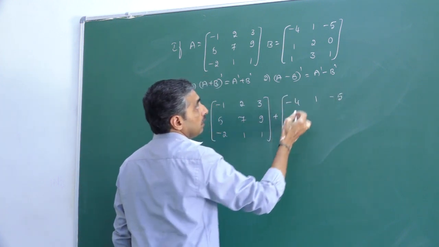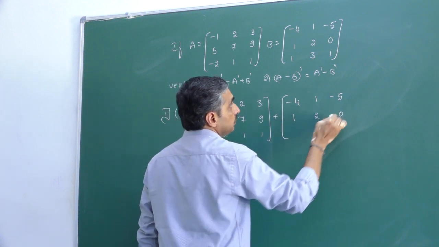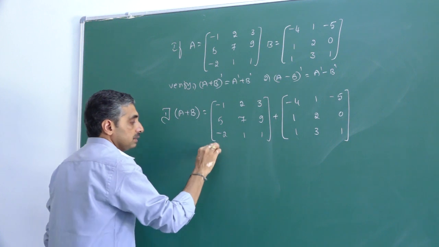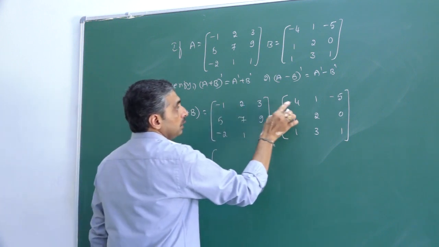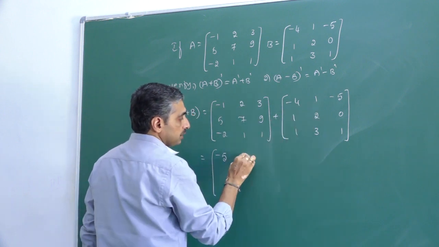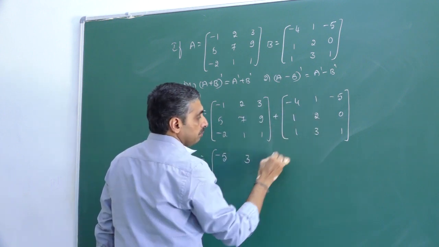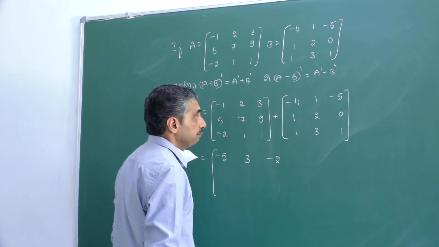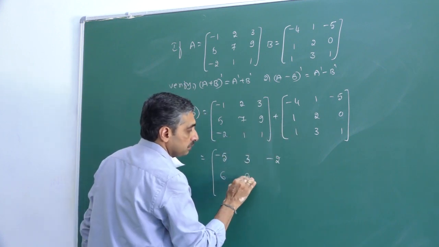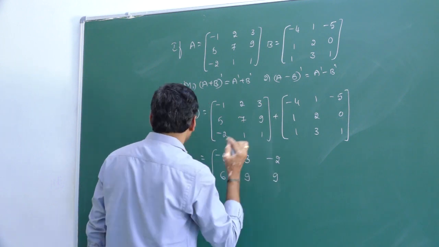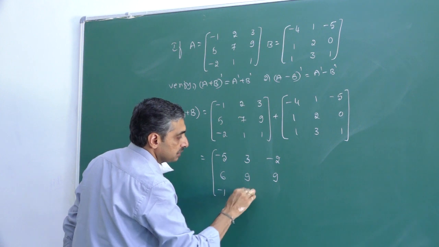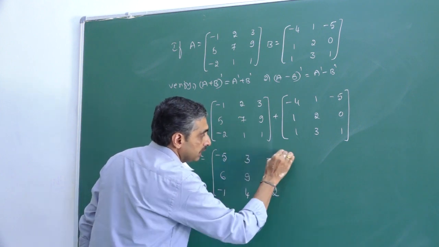Minus 4, 1, minus 5, 1, 2, 0, 1, 3, 1. Yes. Now you add these two. Minus 1, minus 4, minus 5, 2 plus 1, 3, 3 minus 5 is minus 2, right? 5 plus 1, 6, 7 plus 2, 9, 9 plus 0. Minus 2 plus 1, minus 1, 1 plus 3, 4, 1 plus 1 is 2.